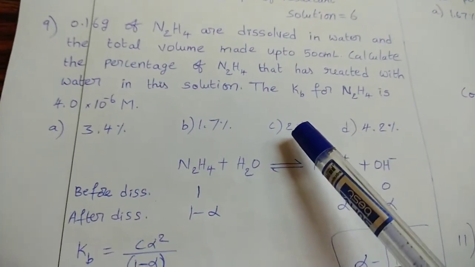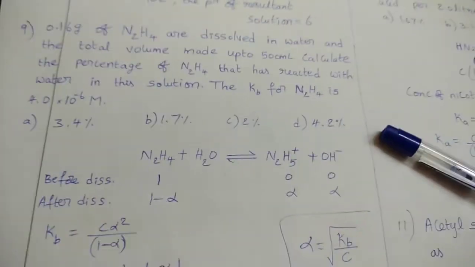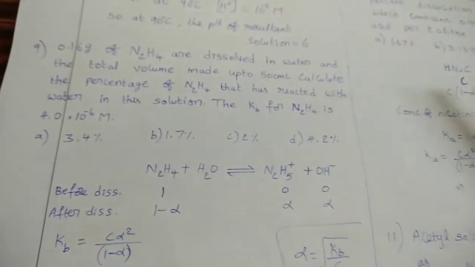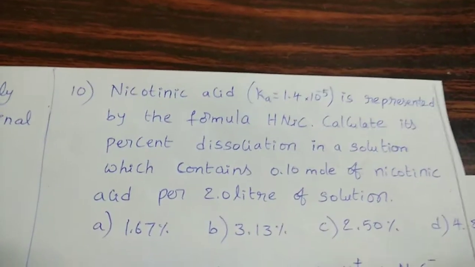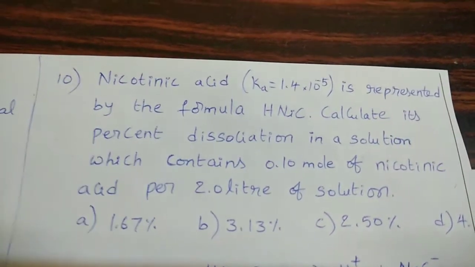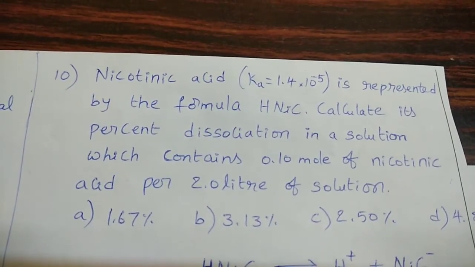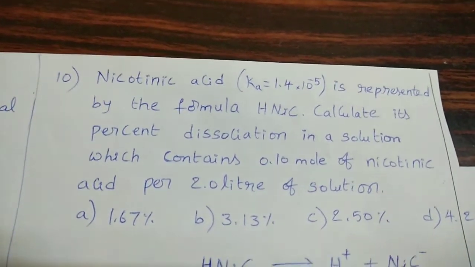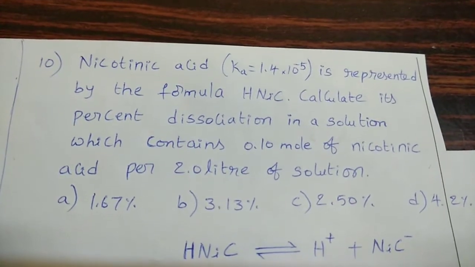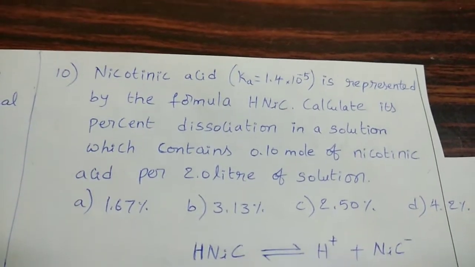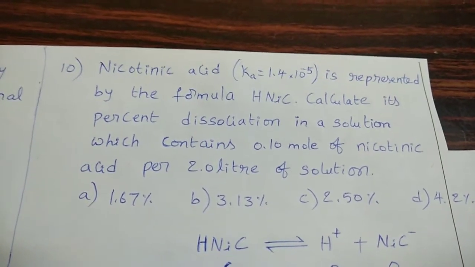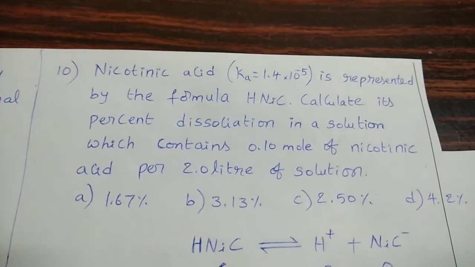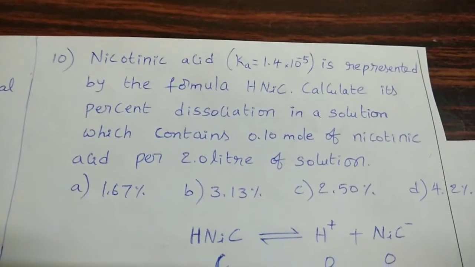Okay. So 2% means what is the option? Option C. Next, this is base. Now, in case of acid, what is the procedure? See this question. Nicotinic acid, Ka equal to 1.4 × 10^-5, is represented by the formula HNiC. Calculate its percent dissociation in a solution which contains 0.10 mole of nicotinic acid per 2 liter of the solution.